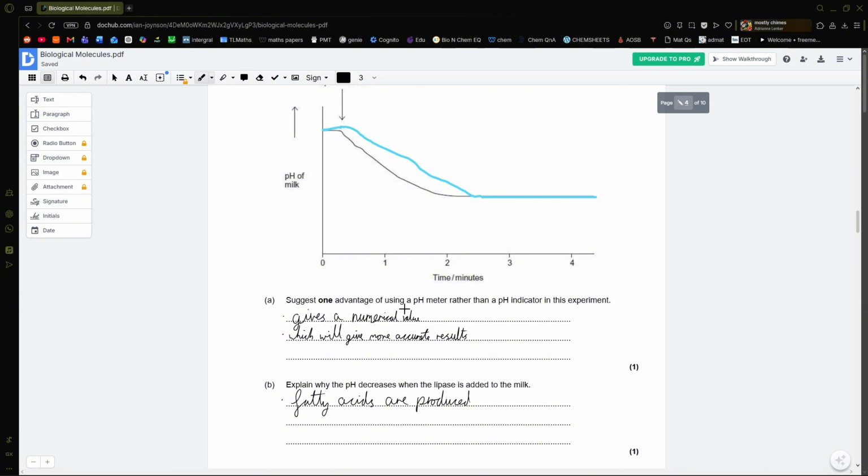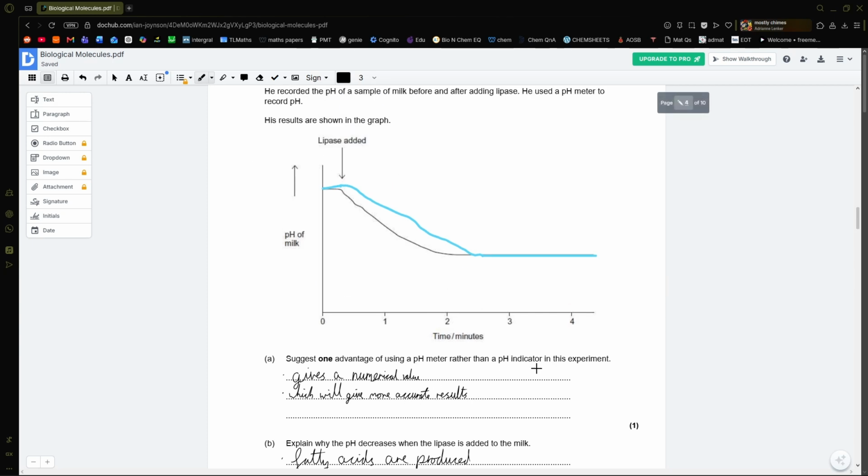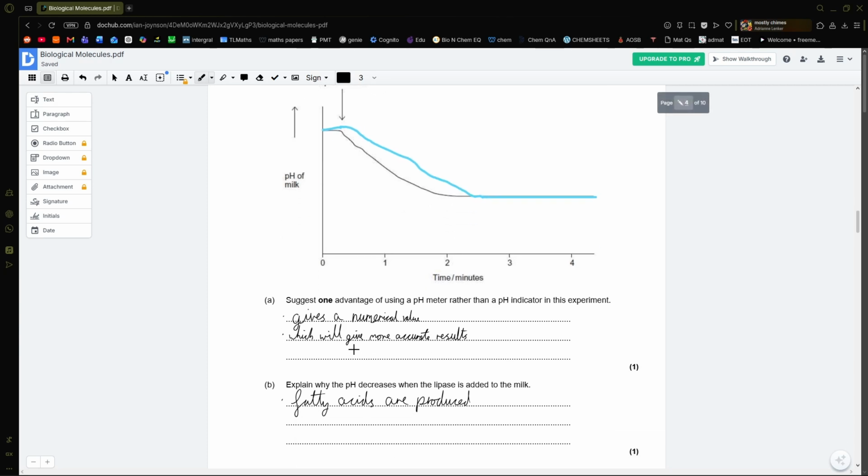Suggest one advantage of using a pH meter rather than a pH indicator in this experiment. So a pH meter will give you a numerical value, which will give you more accurate results. A pH indicator is like a little dipstick that you put into the solution, and it changes color according to the pH. Like red is acidic, and blue or green is alkaline. You can't really plot a graph off of it. So, a pH meter gives a numerical value which will give more accurate results.